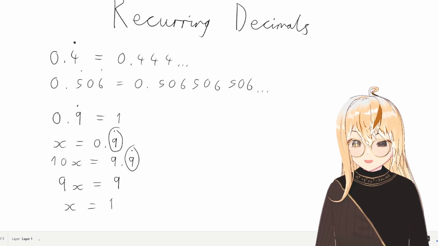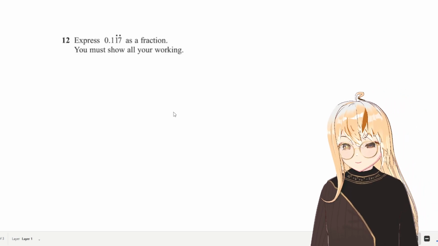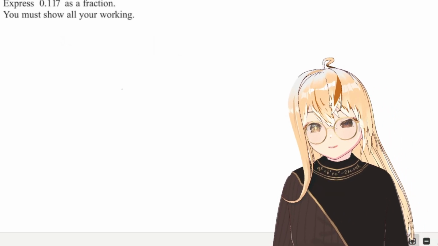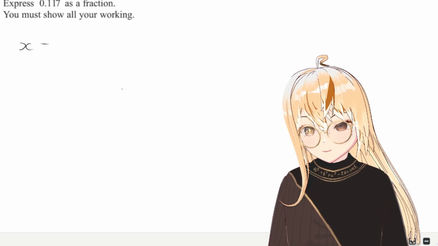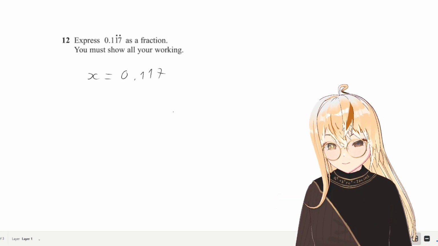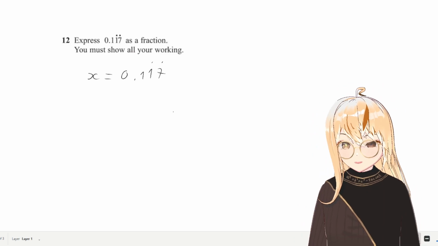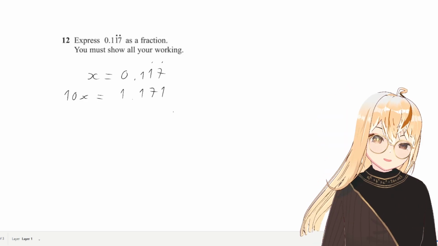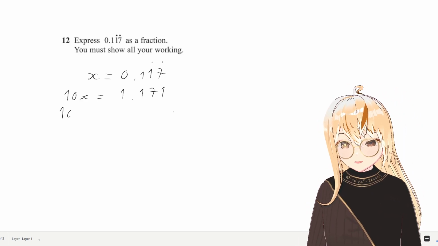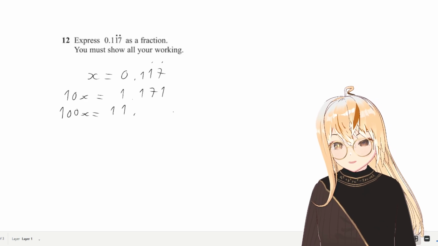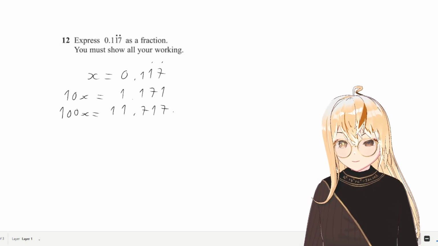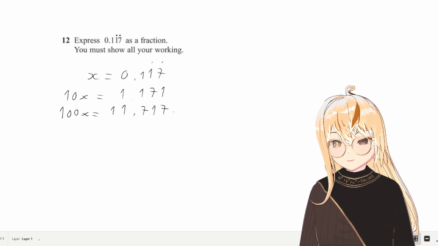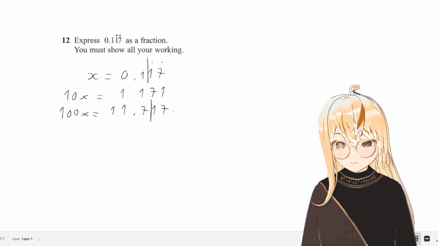So let's just get right into the questions. Express 0.117 recurring as a fraction. So what I like to do anyways, is x equals 0.117 recurring. Just set that down. Then you can multiply by 10, move it one to the left. You get 1.171, whatever, and then do it again. 100x is equal to 11.717. And once you see that the numbers start to line up after the decimal, so we have 17 and then 17, we can minus them.